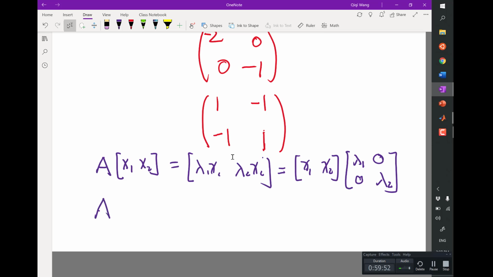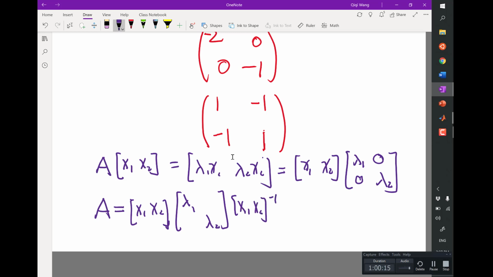Therefore, if you right multiply both sides by the inverse of the matrix formed by the eigenvectors, what you get is A equal to x1, x2 times this diagonal matrix of lambda 1, lambda 2, and then times the inverse of the matrix x1, x2, right? Agreed? That's a very useful expansion, because when you take A squared, you are multiplying this thing with itself. Something cancels, right?